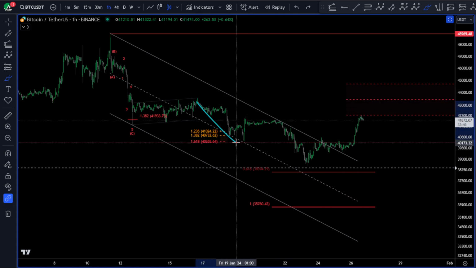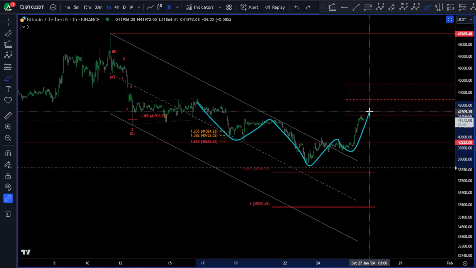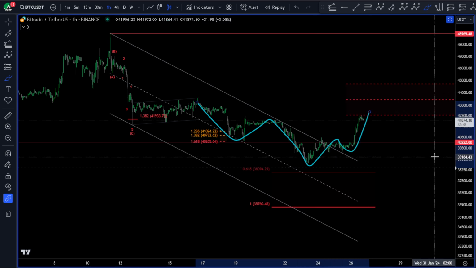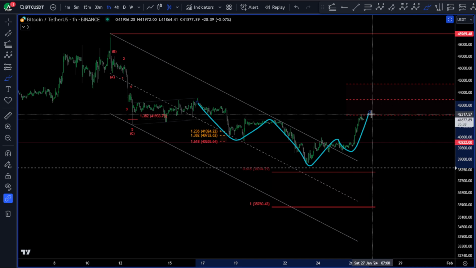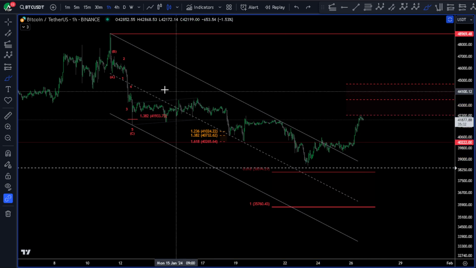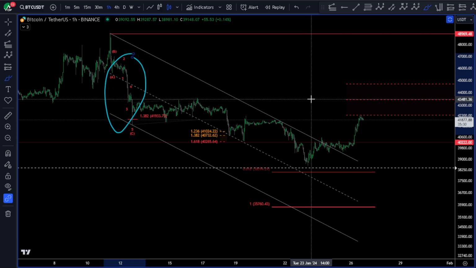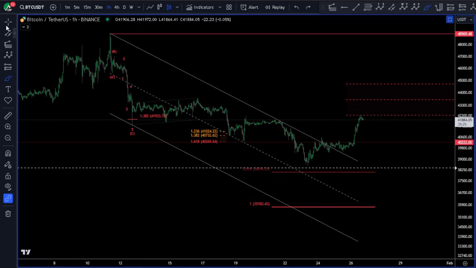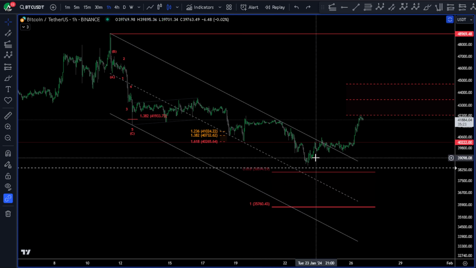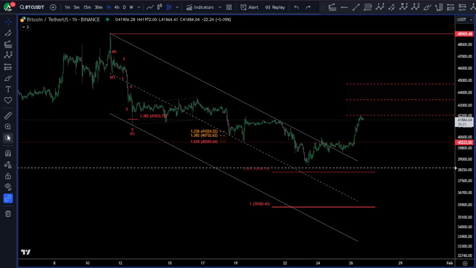So this is either a one-to-one and a one-to-one, a 3-3, which could be a beginning of a diagonal to the downside, but looking back, it doesn't make sense because of the size of this wave. So we can kind of remove a bit of probability from that scenario. I want to zoom into this area.